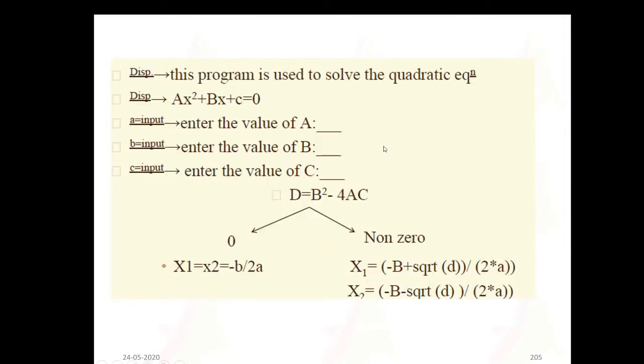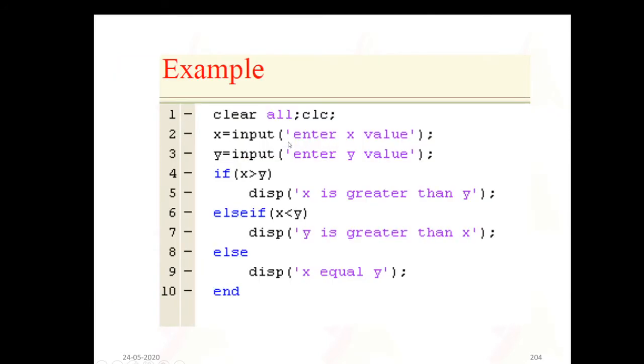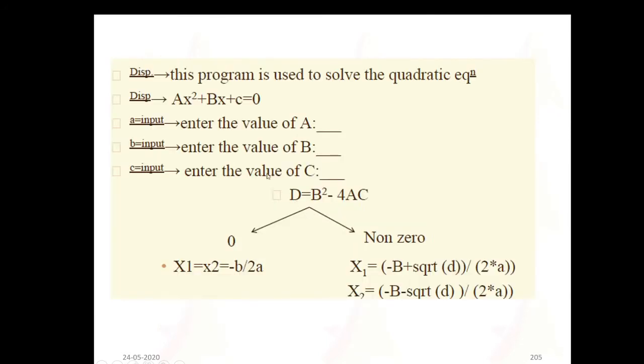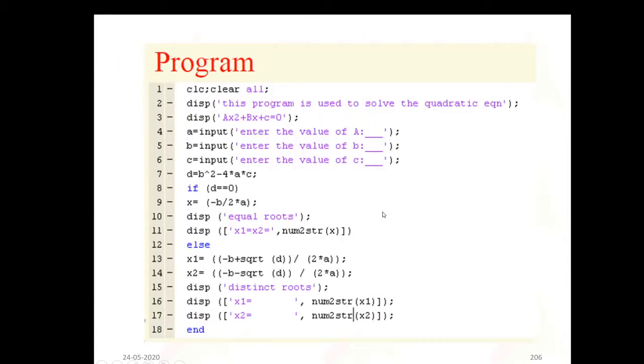Next one, the same thing. I think I skipped this one. This program is used to solve the quadratic equation. So we are having this one. I'm getting the values a, b, c by using the command input, and d is b squared minus 4ac. If it is 0 we do this; for non-zero values it is minus b plus root of d divided by 2a. For this, I'm writing the program. You can see it is a very simple program.